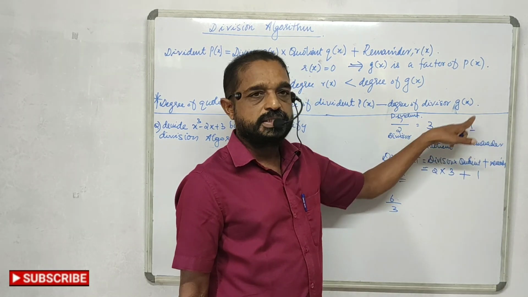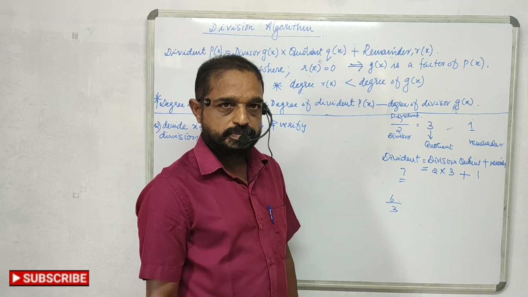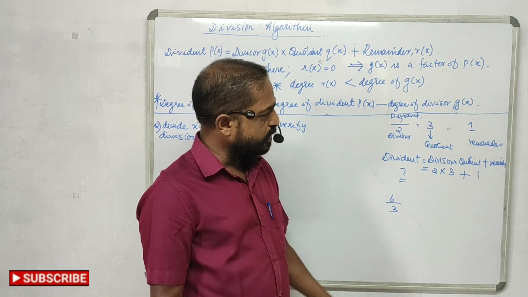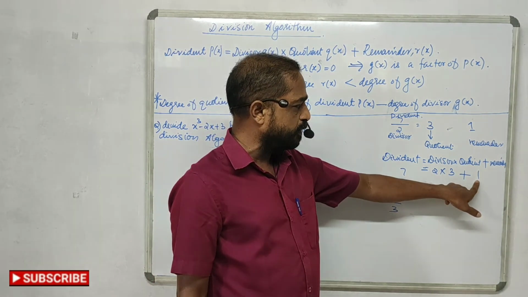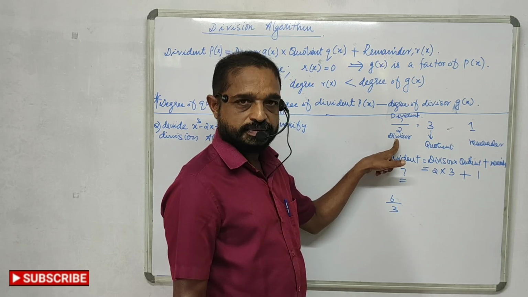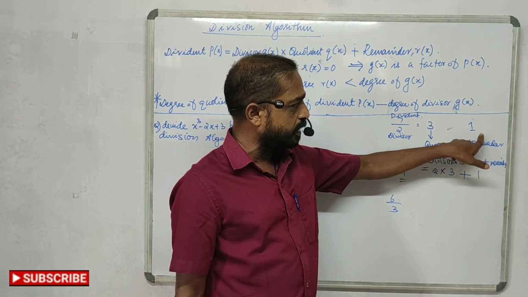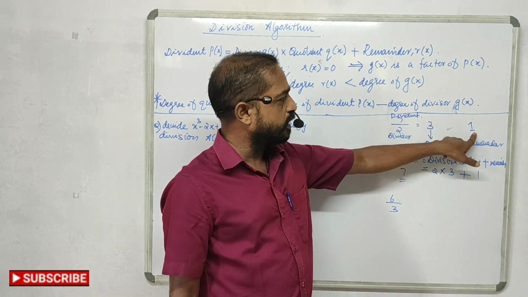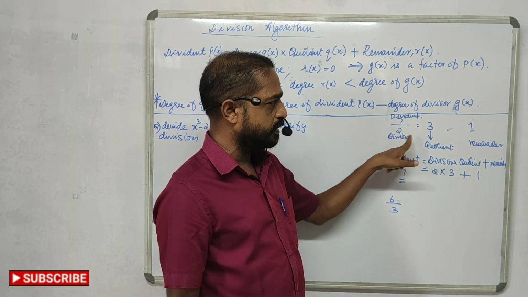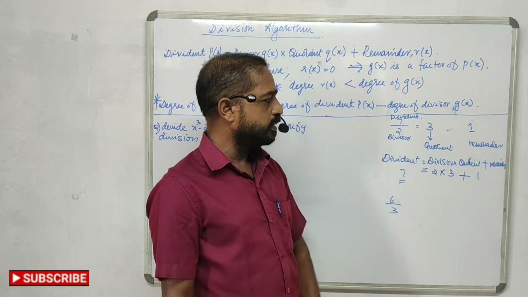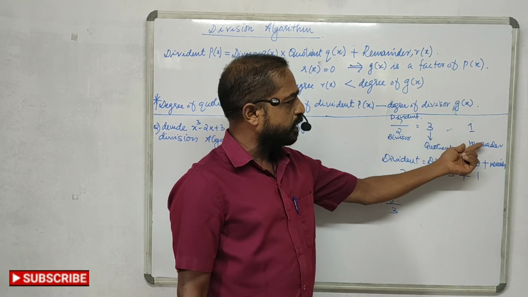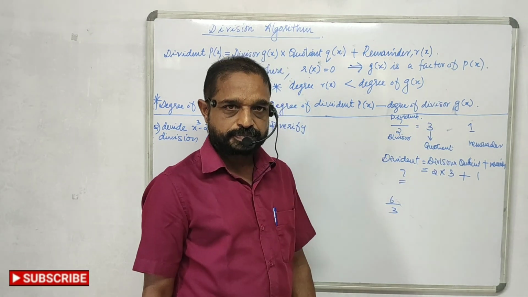This remainder can be 0. And also this remainder must be less than the divisor. So what is the remainder here? Remainder is 1. 1 is less than the divisor 2. So the remainder is less than the divisor, or the remainder can be 0.